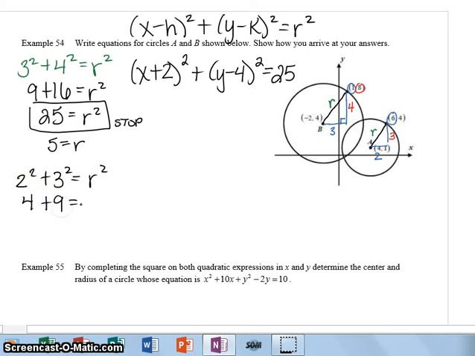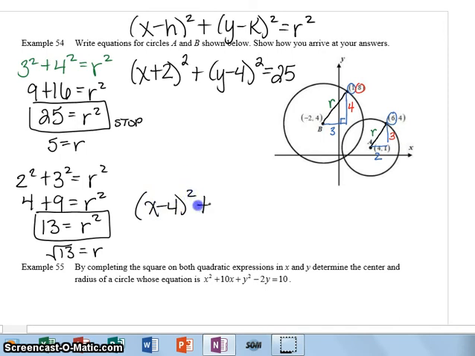4 plus 9 equals radius squared. 13 equals radius squared. Again, I'm going to stop there because that's the part of the equation I wanted. But if I take the square root of that, that would tell me that my radius is radical 13. Okay, the equation, opposite signs: (x minus 4) quantity squared plus (y minus 1) quantity squared equals 13, because that is your radius squared. And if you square radical 13, you get 13.